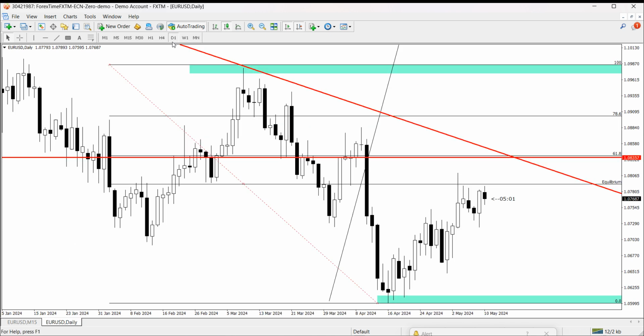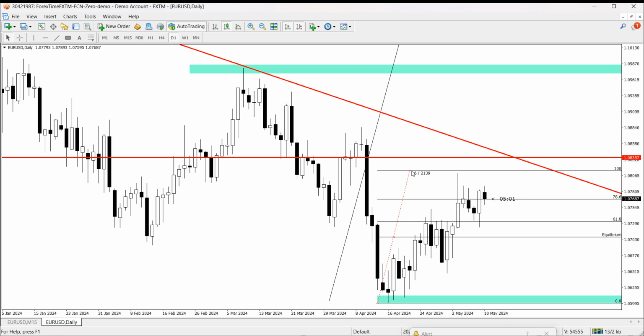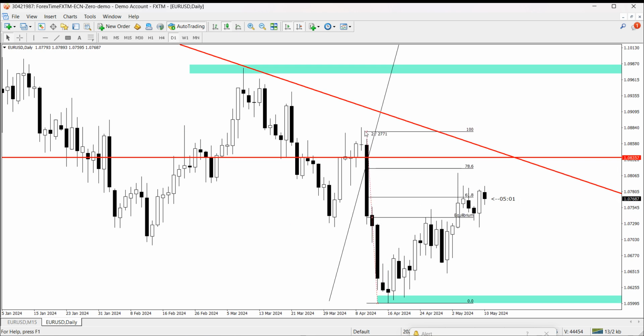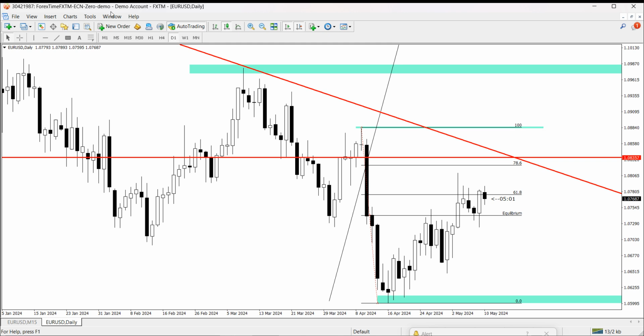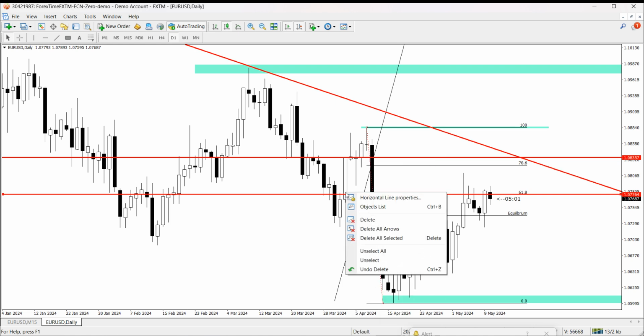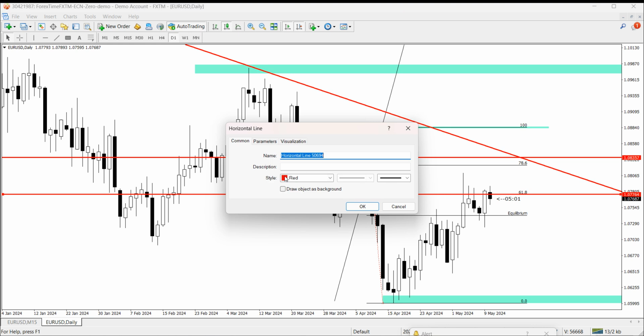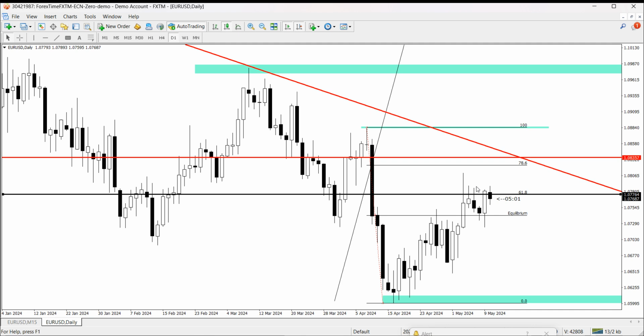That being said, we move on to the daily. What do we do again? We draw the last swing for the daily, which is this guy, and we mark it out. What else do we do? We mark out the 61.8 fib level. So let's give this another color for the sake of clarity. We give it black. So the daily fib level is black.